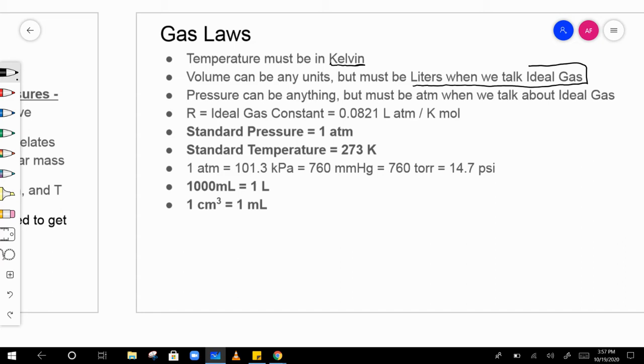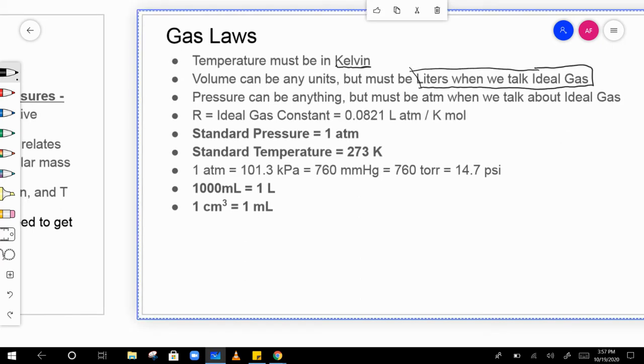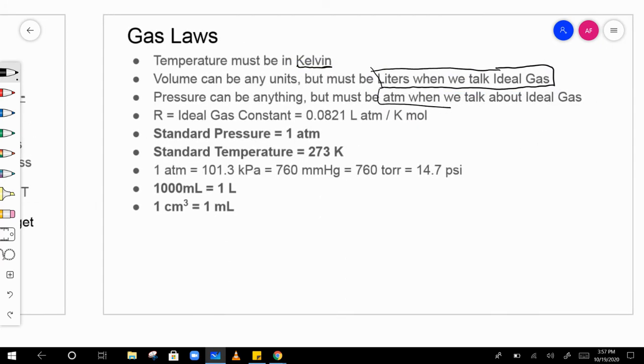Okay, so we're going to look at a bunch of different laws today. For all of them, the volume doesn't matter until you get to the ideal gas law. We need to have the volume in liters when we talk about the ideal gas law. Next, pressure. Pressure can be anything for the other parts. However, again, when we get to the ideal gas law, it has to be in ATM.